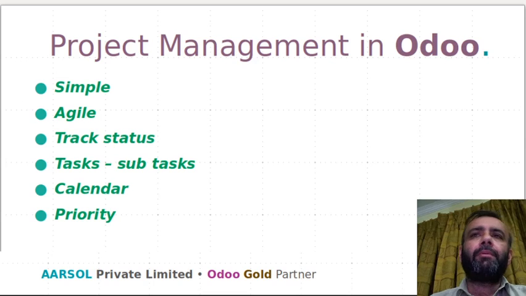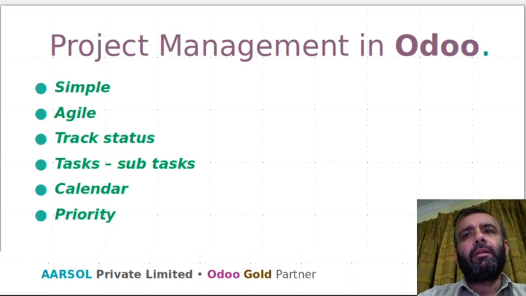The project management module in Odoo helps to handle all your projects in a simple way. Yes, it's agile, social, flexible and real time. It's easy to track the status of each and every task. Things are more organized and much more visible with it. And we can divide the tasks into subtasks, and that can be assigned to different employees.